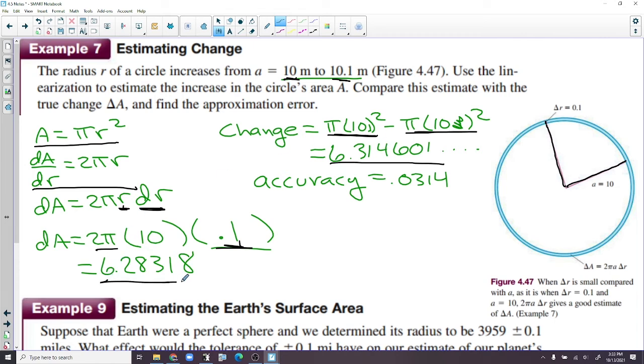Remember, this is just an estimate when you're using the derivative. But the accuracy is 0.0314. Now it says compare this estimate and find the approximation error. There's the error in the approximation, and use linearization to estimate the increase. See, the other answer is sitting right there. That's what we wanted.